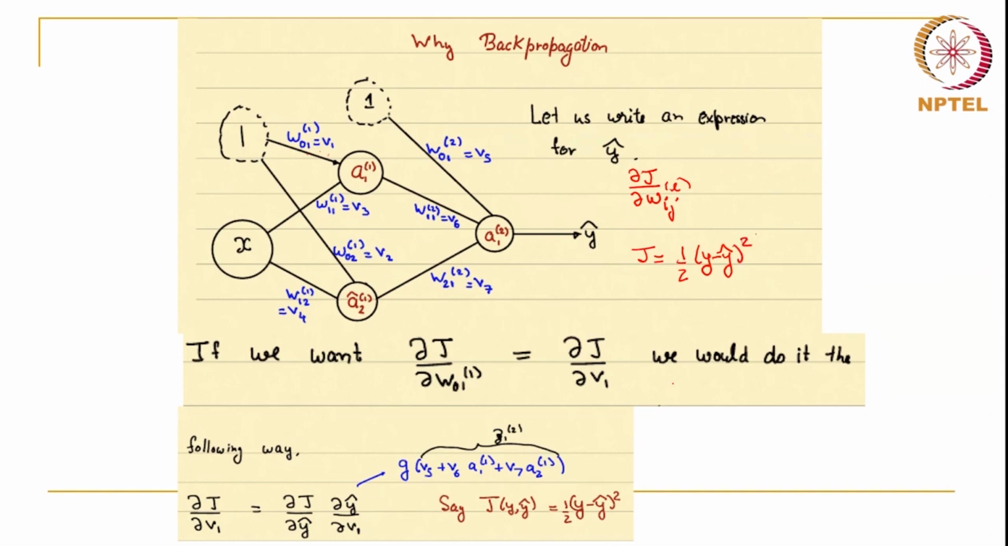In that case, I am writing J as a function of y and y hat. So I can do del J del y hat, which is y hat minus y. Then if I call this whole thing, let's say some z1 of 2 or something, then I have to do del y hat del v1. Everybody agree? Simple chain rule. Del J del v1 is del J del y hat times del y hat del v1.